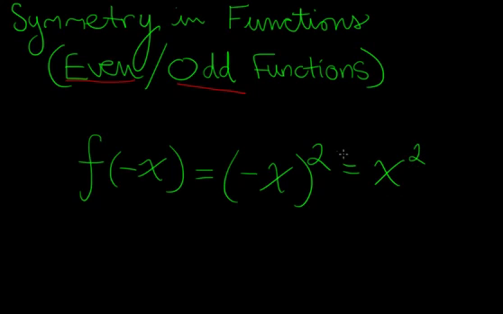We keep the exponent, but we get rid of the negative, because it doesn't make sense to have really a negative x squared. I mean, you can, but it's more like negative 1 times x squared. So just keep this in mind. And that's for even functions.